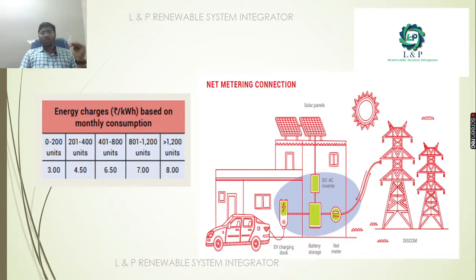Okay, so as we all know earlier, this is how the units are charged per kilowatt hour. If you're using around 200 units, it might be 3 rupees. If you're going for 201 to 400, it will be 4.5. And if you're going for more than 800 to 1200, the charges will be 7 rupees per kilowatt hour.